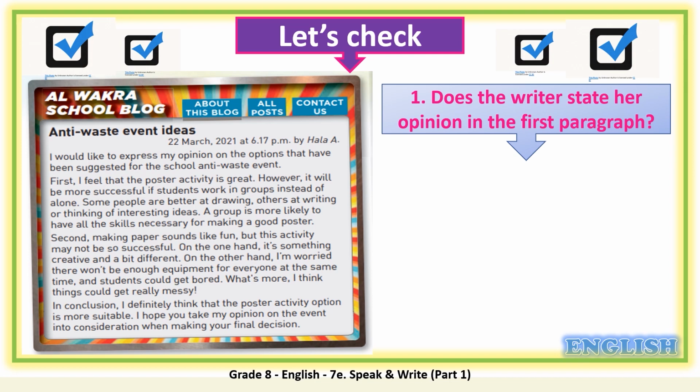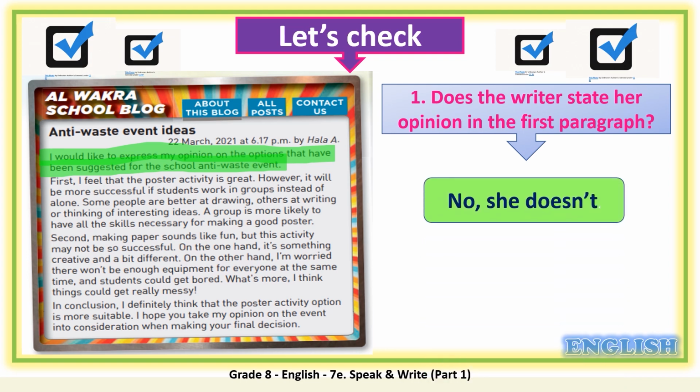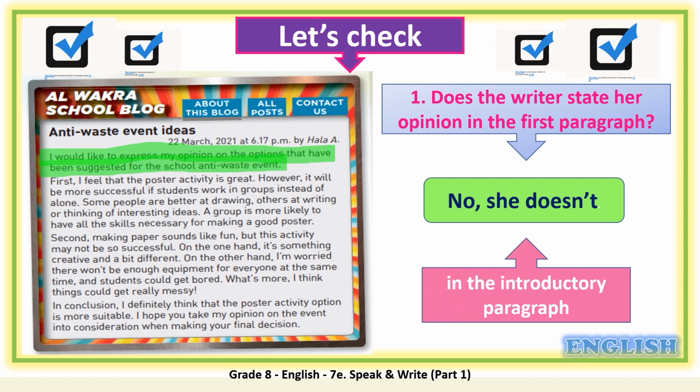Number 1, does the writer state her opinion in the first paragraph? Well, let's see. I would like to express my opinion on the options that have been suggested for the school anti-waste event. So, what do you think the answer is? Well done. No, she doesn't. But why is that? Isn't this the first paragraph? No, this is called the introductory paragraph.